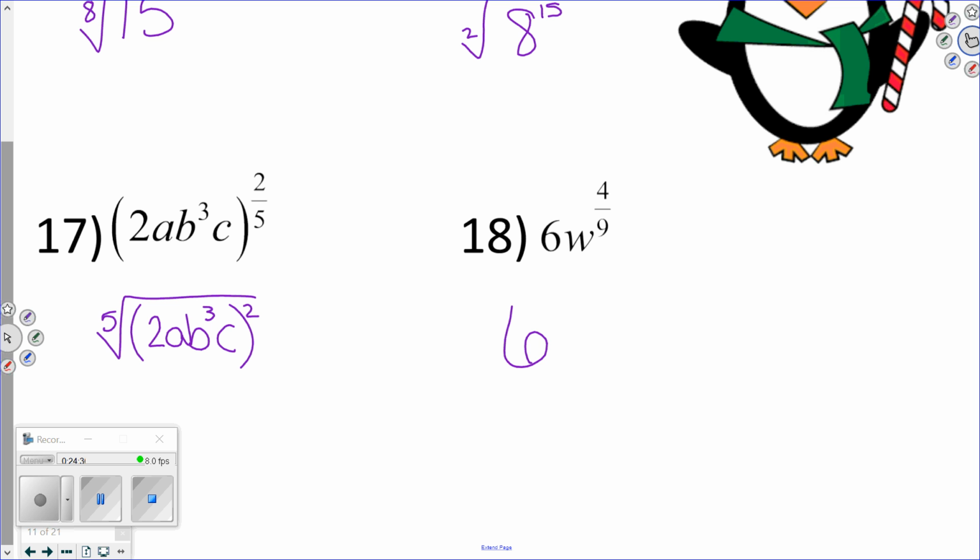Six to the 9th root. Times, there you go, the 9th root. Good. I know you knew it, just getting those words out. All right, yeah, it's being multiplied. 6 times the 9th root of w to the 4th. All right, how are we feeling about switching back and forth between the 2 forms? Good. All right, we're almost done for today.